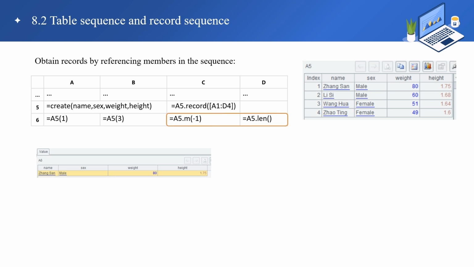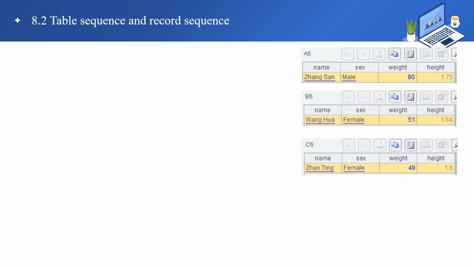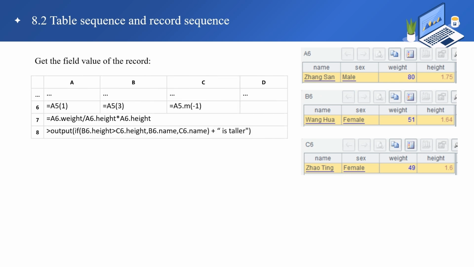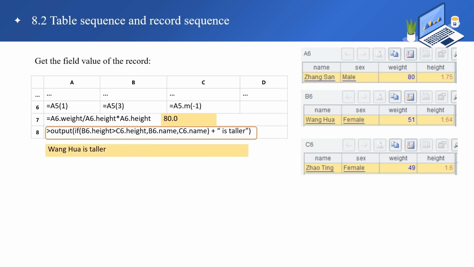A5 is really like a sequence. It can correctly execute code such as A5.m-1, and A5.len is okay. Let's study the record. Can we get the field value of the record to participate in the operation? Continue writing. Use the dot operator followed by the field name to get the field value. The BMI of the first person Jong-san is calculated in A7, and the height of the third and fourth person is compared in A8, and the name of the taller person is displayed.